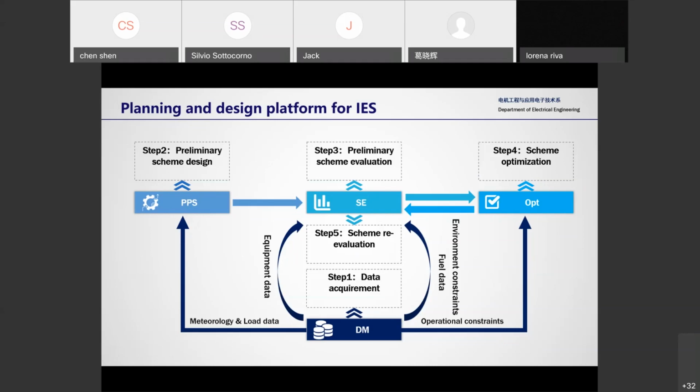Then we do the evaluation. And if the performance of the preliminary scheme is not satisfying, it will be passed to the optimization function block. After optimization, the improved scheme will be sent back to do the simulation again. After several iterations, the planning and design scheme will be obtained.